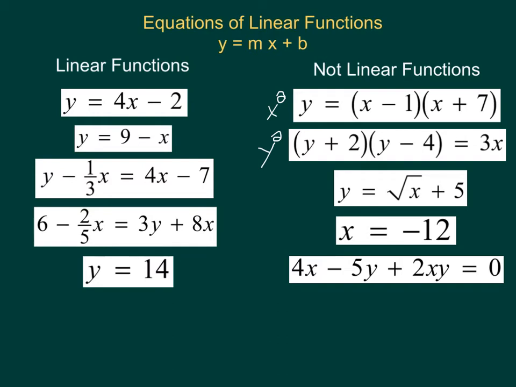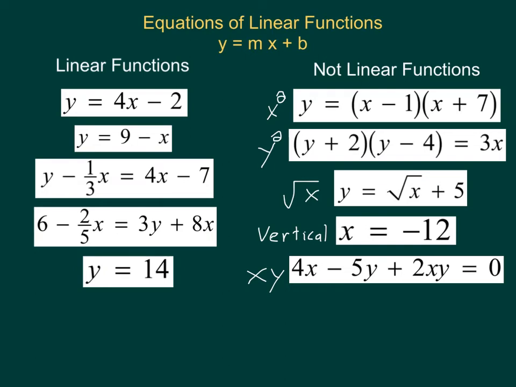For the next example, the problem is the square root of x. We can't have a square root of x in our linear function. It just doesn't make any sense. The fourth example, the problem with this is x equals a number. Well, there's no y because this is a vertical line. And we know that a vertical line, although it's linear, is not a function. So it's not a linear function. And then finally, the problem with the last one is that you have x and y next to each other multiplying each other. That doesn't happen with a linear function.